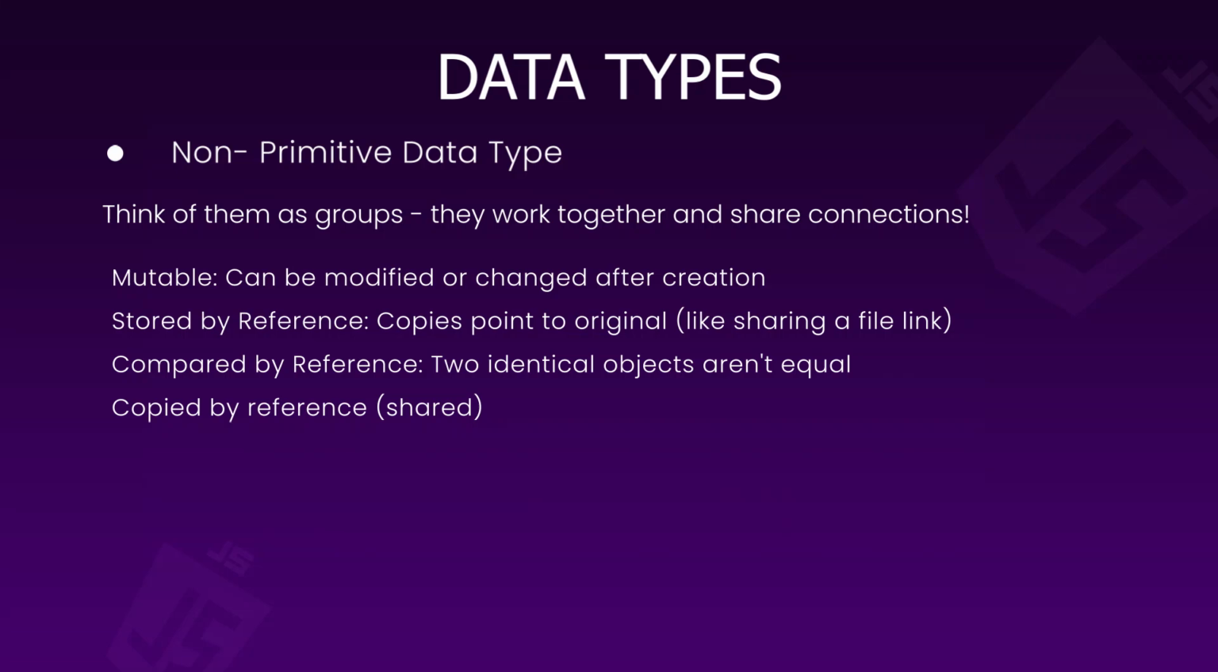Non-primitive types are data types that are mutable. They are stored by reference. They are compared by reference. They are copied by reference. Then they take up memory. Consider the comparison between two arrays. We haven't discussed much about arrays, which we'll do in a later video.